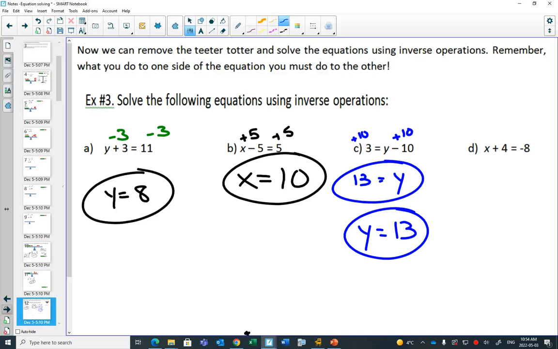And the last one, I'm going to subtract 4 on both sides. x is equal to negative 12. Okay, 4 for you to try on your own.